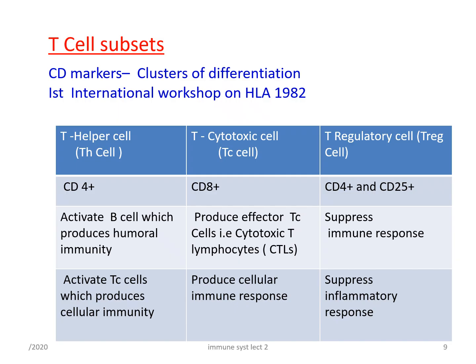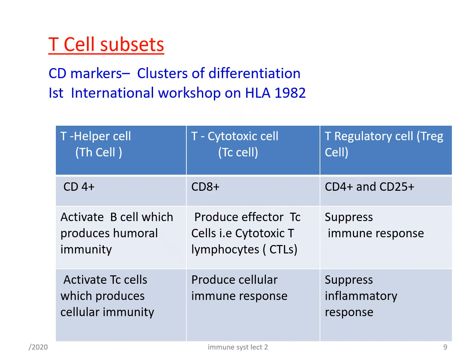Now you know that TH cell also needs to activate TC cell, and therefore to produce cellular immune response. So TH cell is critical for both humoral response as well as cellular immune response.